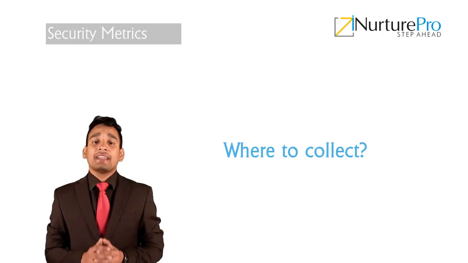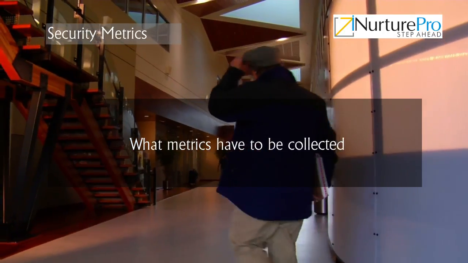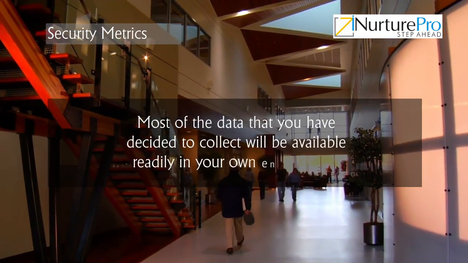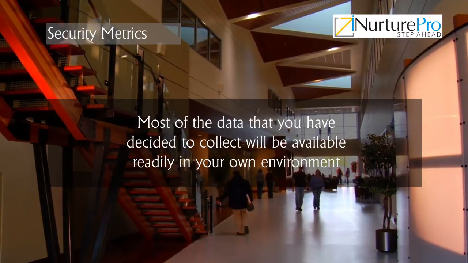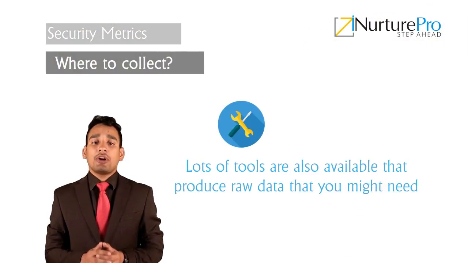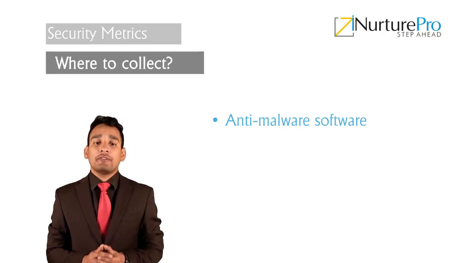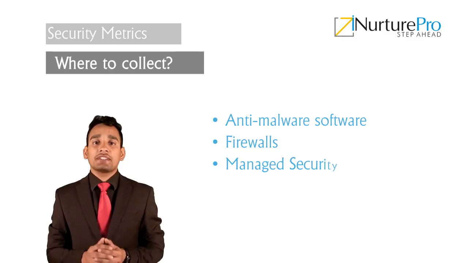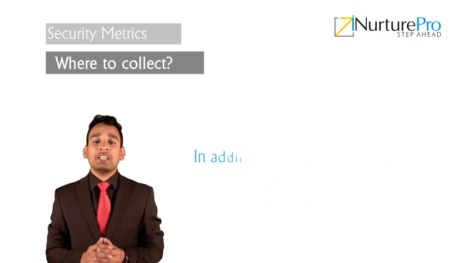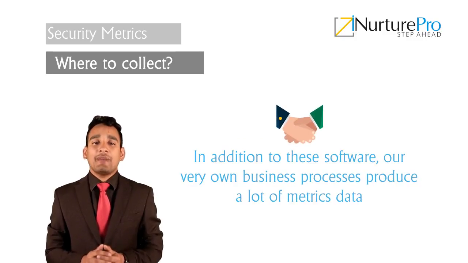Where to collect? This is the next step once you've decided what metrics have to be collected. Most of the data you have decided to collect will be available readily in your own environment. Lots of tools are also available that produce raw data that you might be interested in. Example: anti-malware software, firewalls, managed security services, patch management, asset management, etc. In addition to these software, our very own business process produces a lot of metrics data.